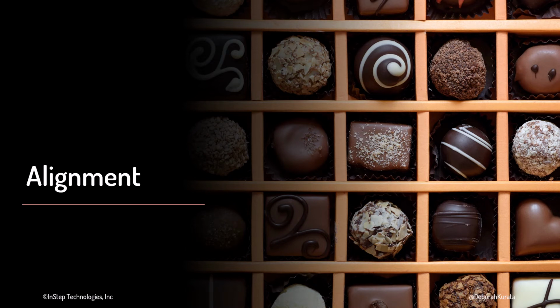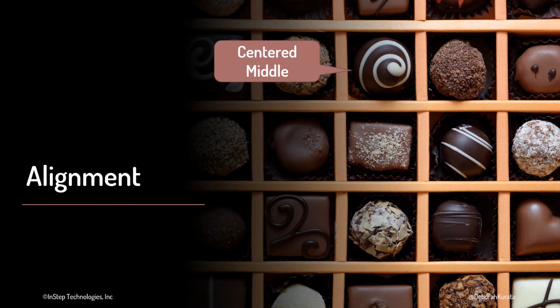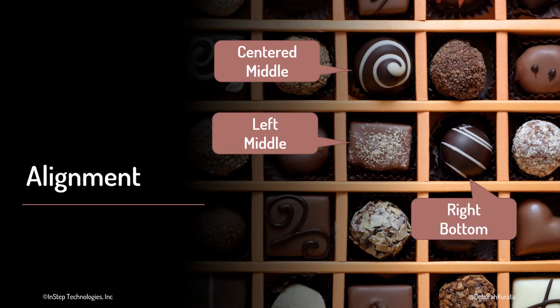When working with the box model, a common task is to align content within its box. Chocolates. This tasty one is horizontally centered and vertically aligned to the middle. This one is horizontally aligned left and vertically in the middle.